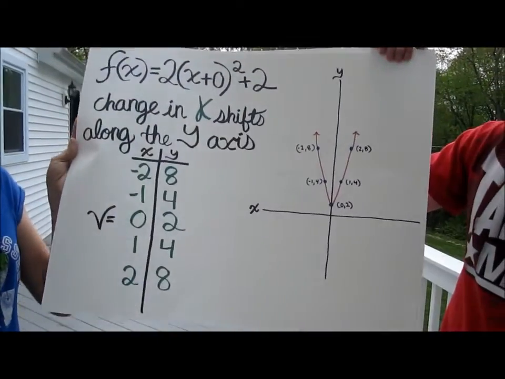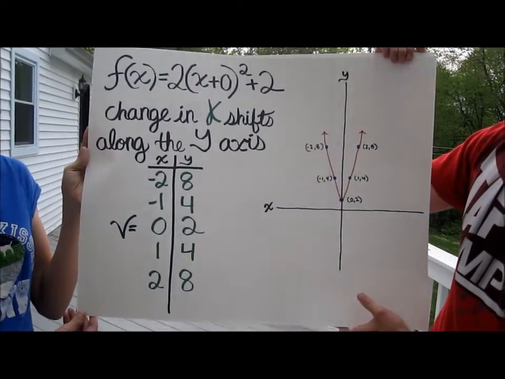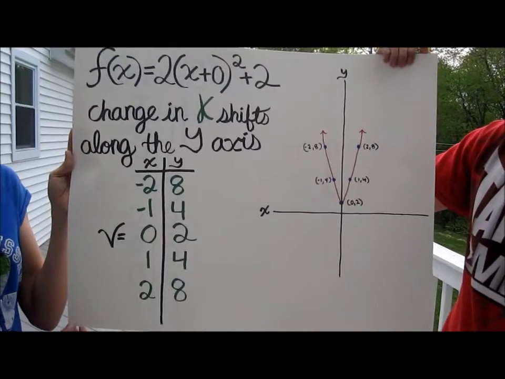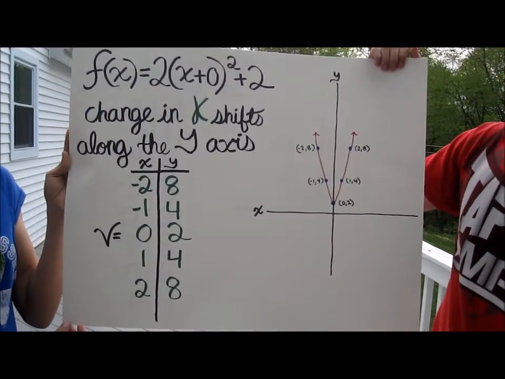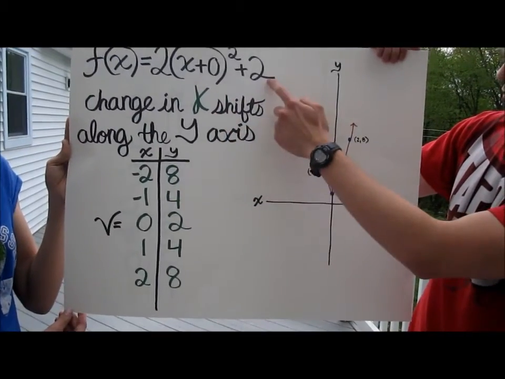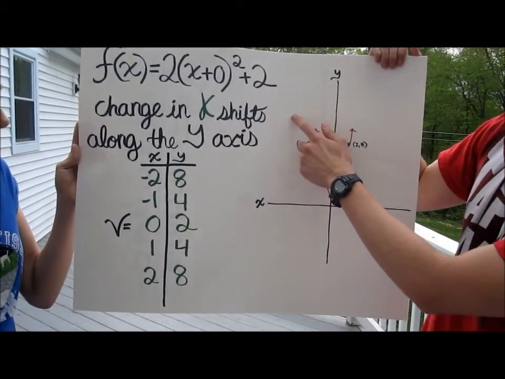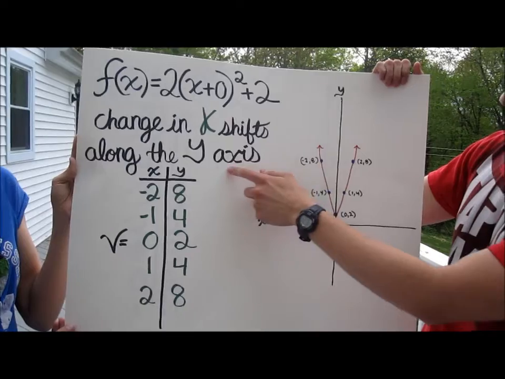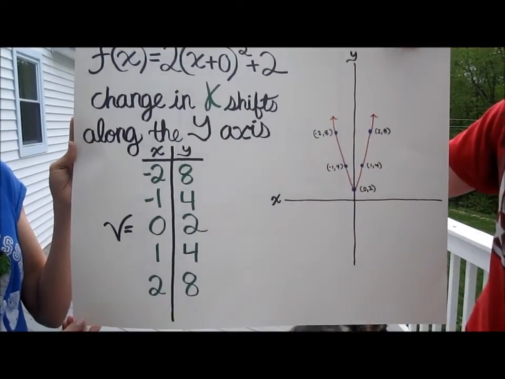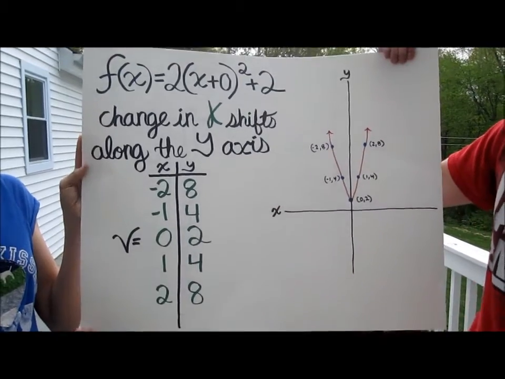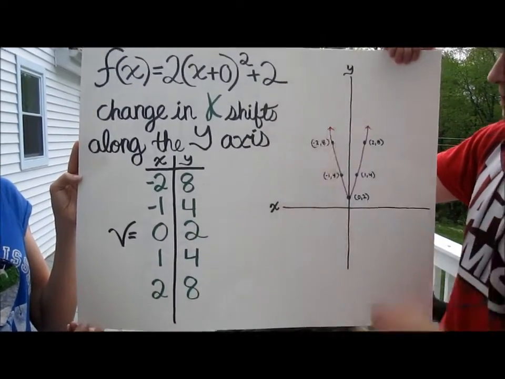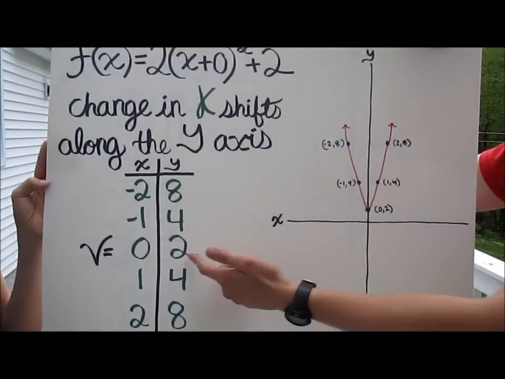Moving right along. We have our next transformation, which is 2 times the quantity of x plus 0, or 2 times the quantity of x squared, plus 2. This is now going to show the change in k, because k is no longer 0 but 2. This change shifts the vertex along the y-axis. So now the vertex is no longer the origin, but (0, 2), because k is 2, which takes the place of the y.